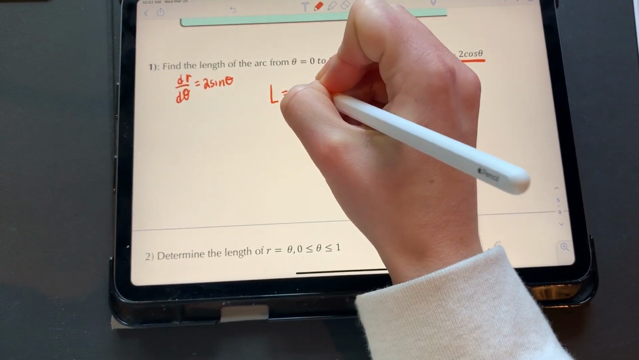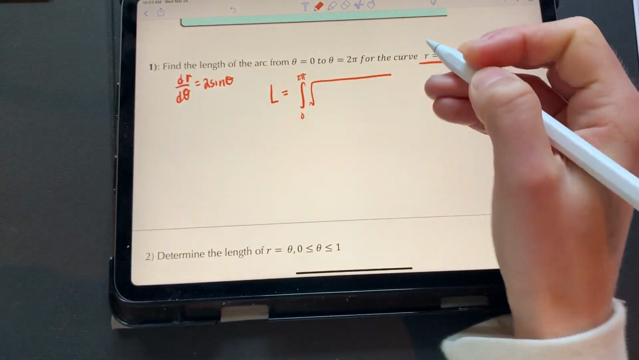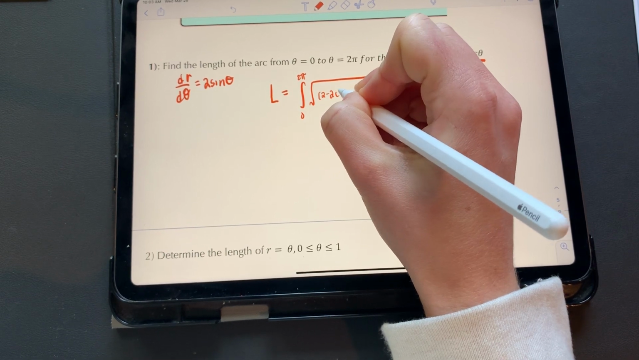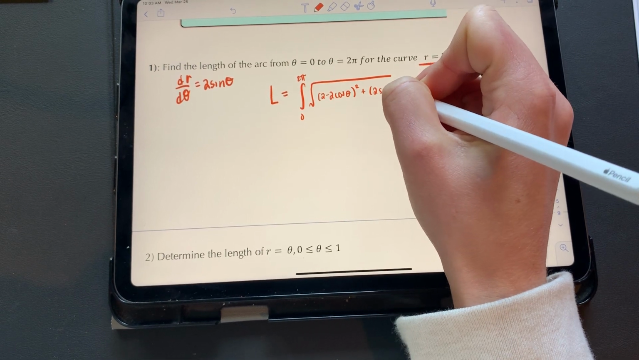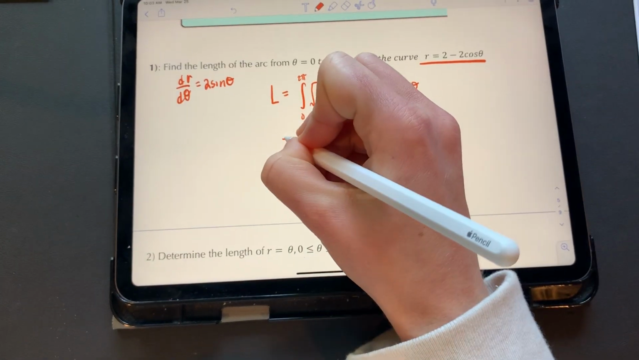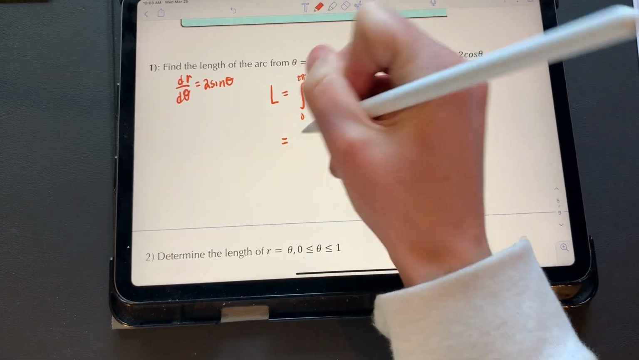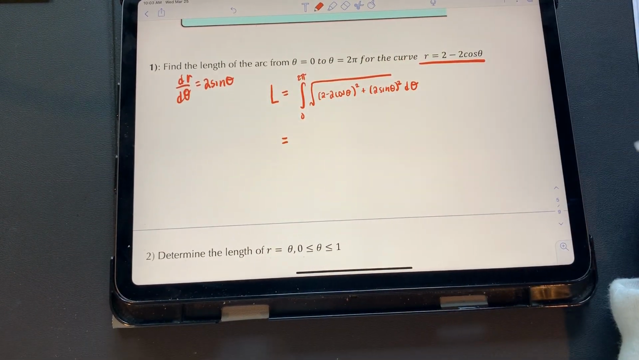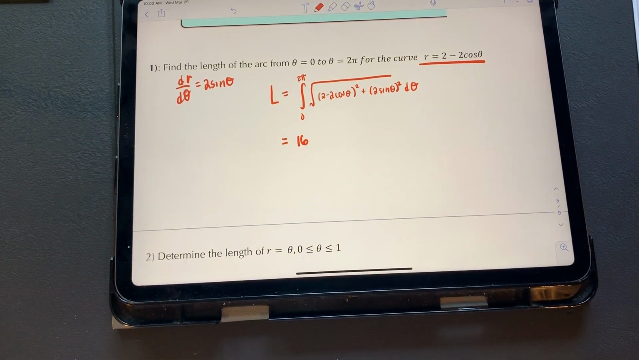So the length of the arc is going from 0 to 2 pi, the square root of 2 minus 2 cosine theta squared plus 2 sine theta all squared with respect to theta. And now you can actually do a little bit of expansion and simplification. Plug in, take the antiderivative, plug in your integral, and you actually get out that the length of this arc is 16 units, which is nice. And fun fact, that's actually my favorite number.